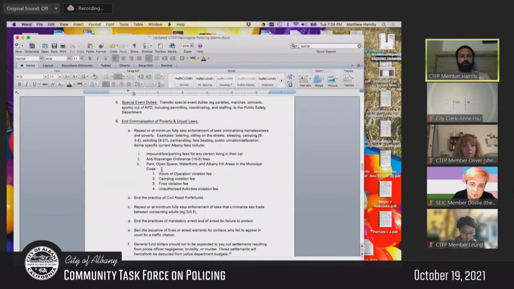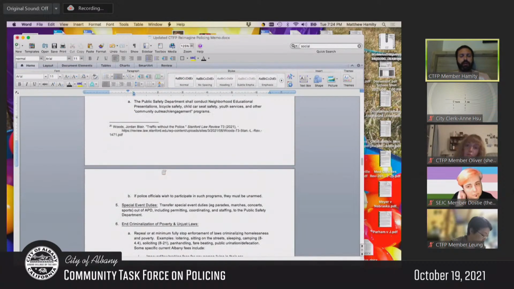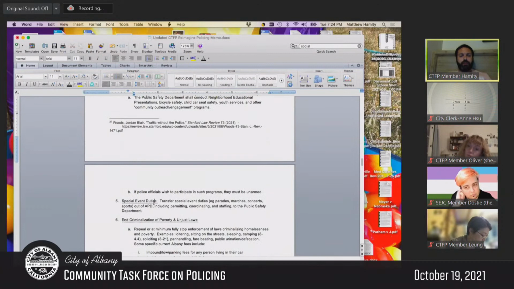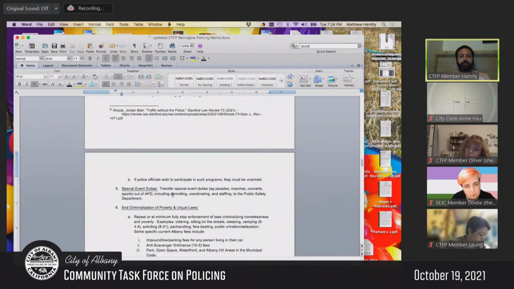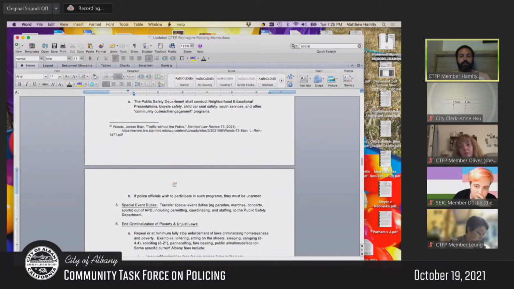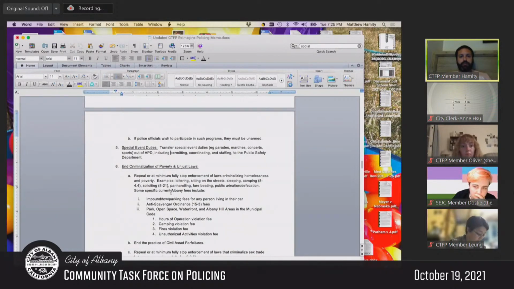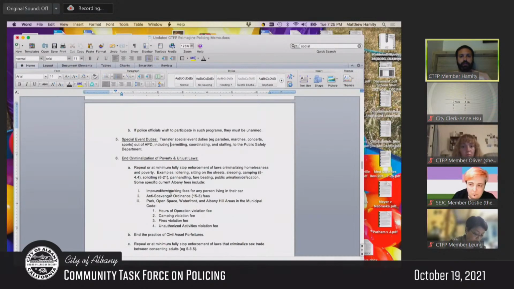The same would go, I don't remember if we include that in here, for programs like Coffee with a Cop. If we're going to have people interacting with the community and their police officers, our recommendation is that they not be armed. Same with special event duties, which would be transferred out of APD into the public safety department.